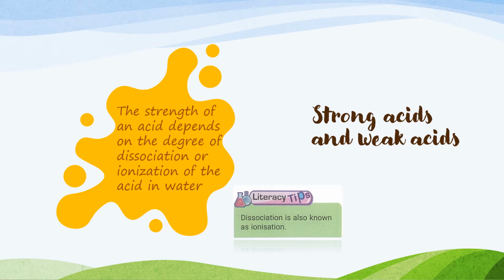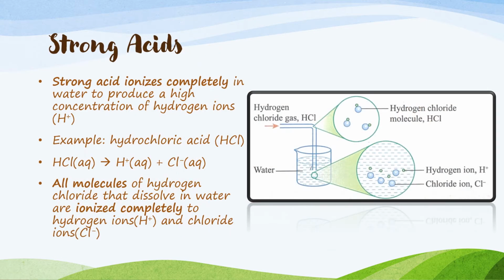So the strength of an acid basically depends on the degree of dissociation or ionization of the acid in water. So as I mentioned earlier, you may have come across the word ionization or dissociation before when we are defining acid and alkali. So what is a strong acid? Strong acid is actually an acid that ionizes completely in water to produce high concentration of hydrogen ion. So this is actually quite an important term. Okay, so basically what is strong acid?